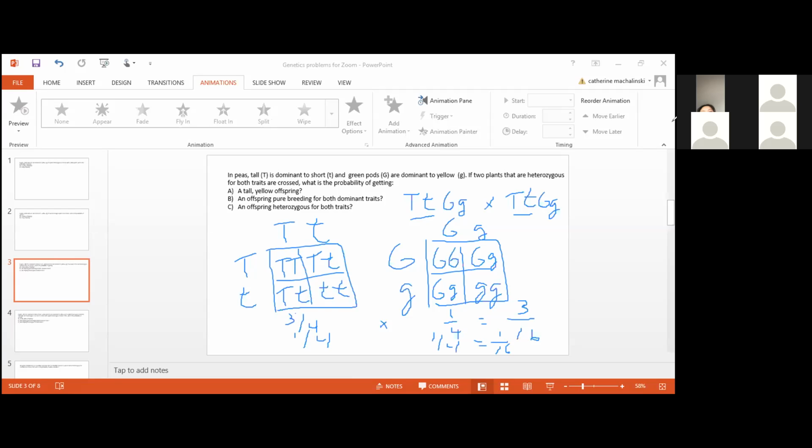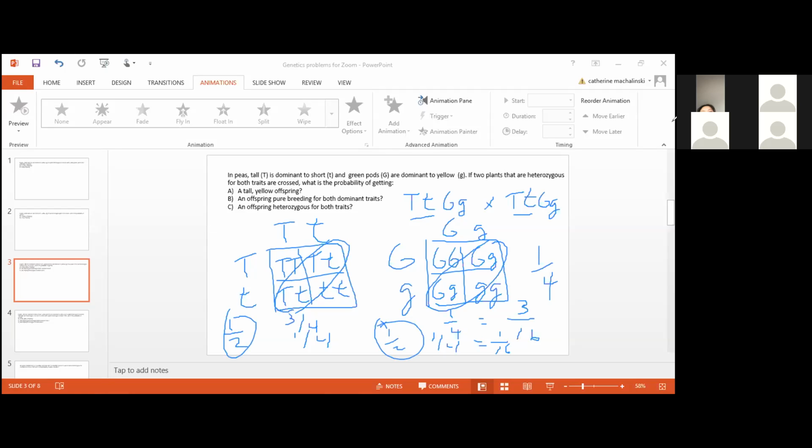And part C is an offspring heterozygous for both traits. So heterozygotes would be 2 out of 4. Now, I highly recommend that you reduce your fractions at the beginning. So yes, you could write 2 out of 4, but it makes the math a little bit easier if you change 2 out of 4 to 1 out of 2. Now, C also wants heterozygous for both traits, so we need heterozygous for this trait as well, and that's also 1/2. So 1/2 times 1/2 is 1 out of 4. And there's your answer to part C.